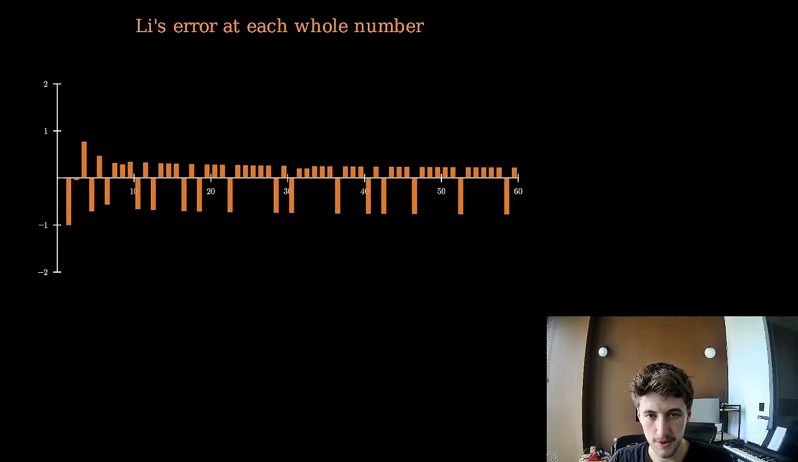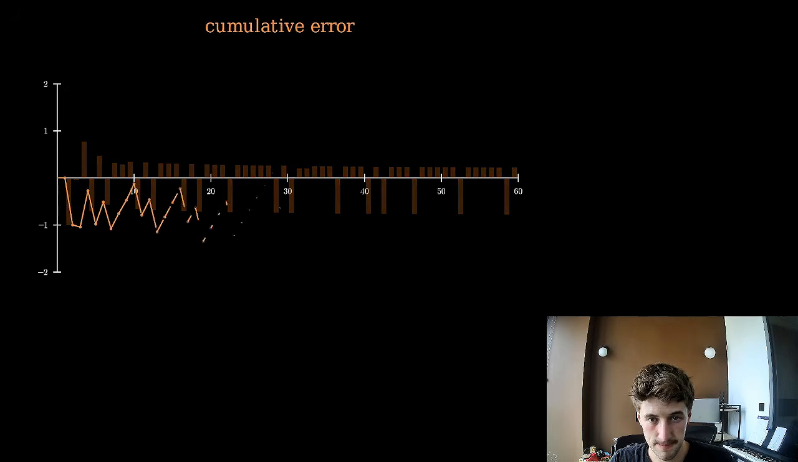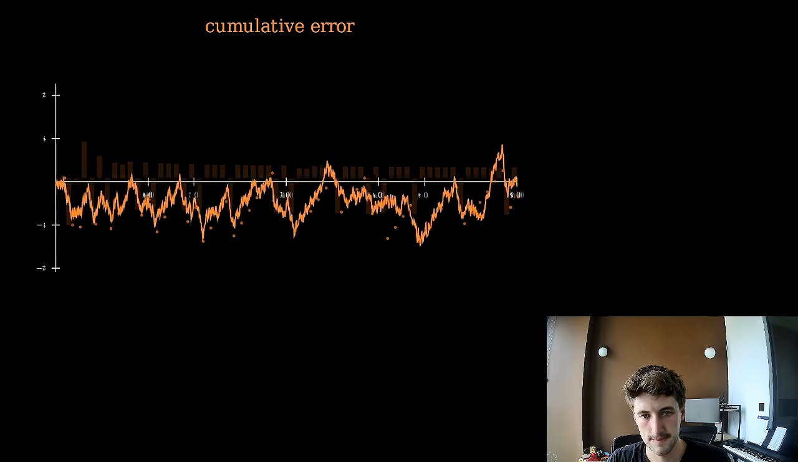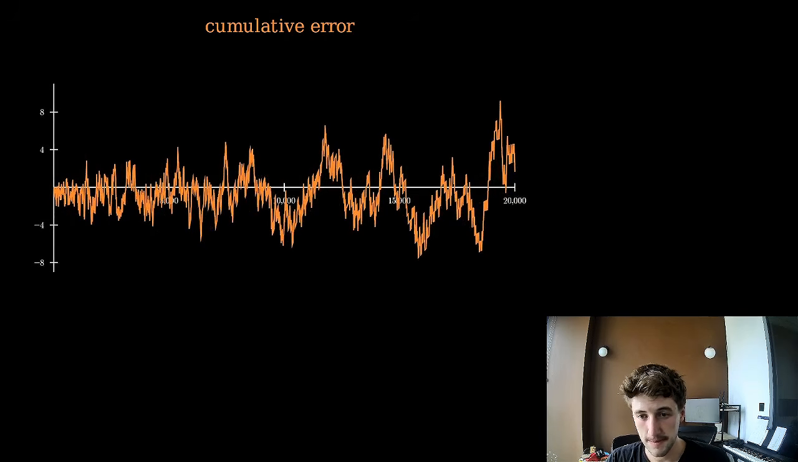So let's take a look at what the error actually is. So here's the cumulative error, and this is what we need to solve, this is what we need to find the pattern for. This is at a bigger scale.